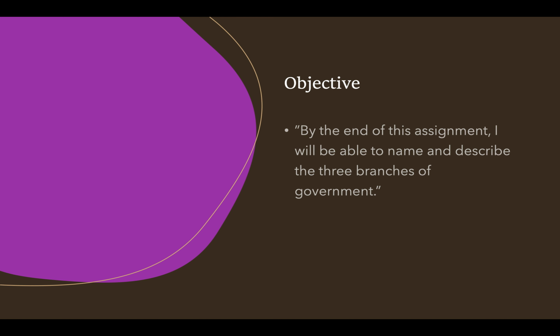For our objective, we're going to use the I will be able to statement and say, by the end of this assignment, I will be able to name and describe the three branches of government.